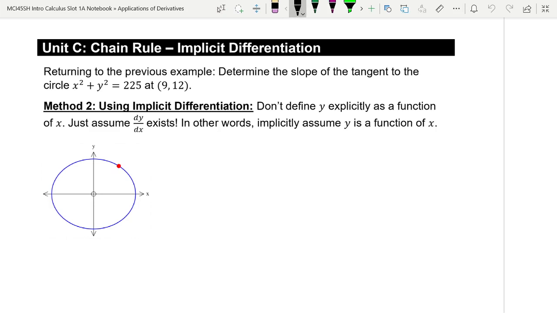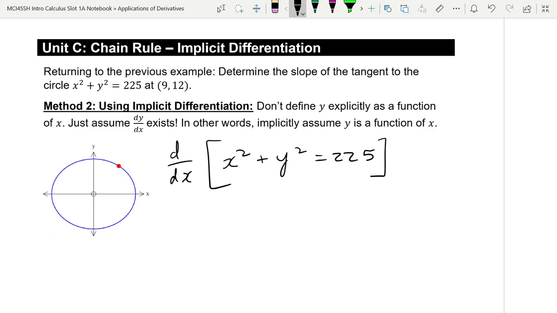So we're going to take the derivative with respect to x of the entire function, sorry, relation. We're going to take the derivative of the entire thing, both sides of the equation. All right, the derivative of x squared we've done enough times. We know that's 2x. But how do we find the derivative with respect to x of y squared?